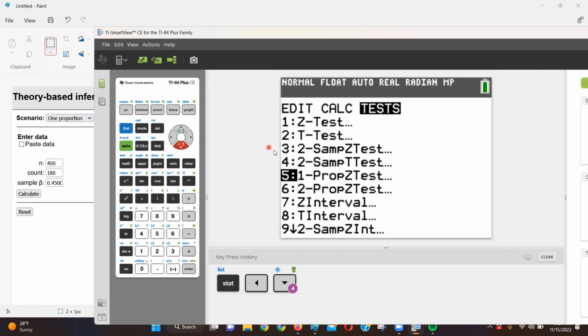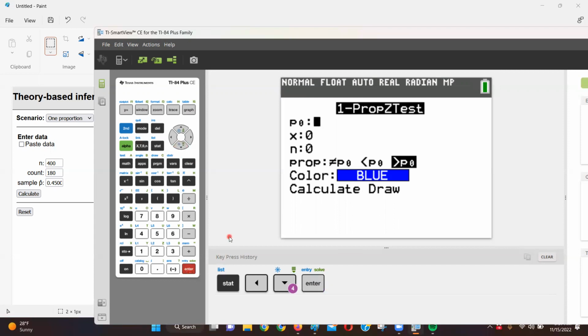Okay. Notice they also have two sample z tests. Don't do those. We aren't going to do those in this class. But so we're going to do one prop z test, choice 5. And you can either type a 5 or hit enter. And notice what it's asking you, what's your H0, HA? Well, that was going to be 0.5.